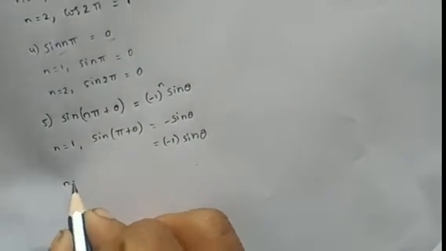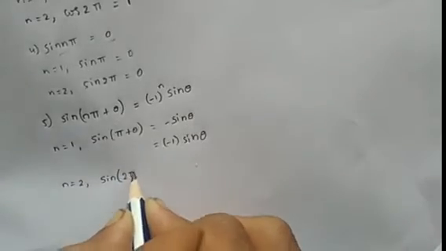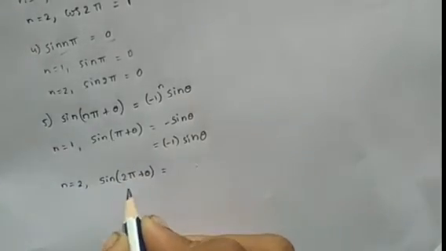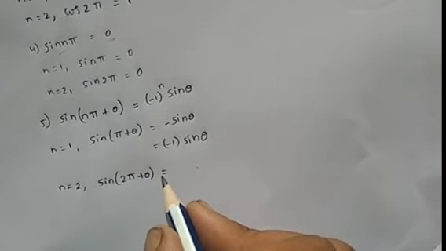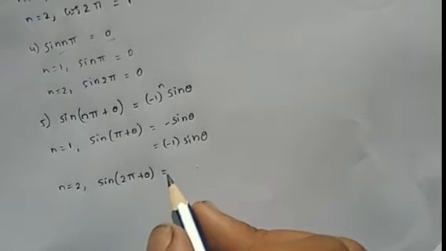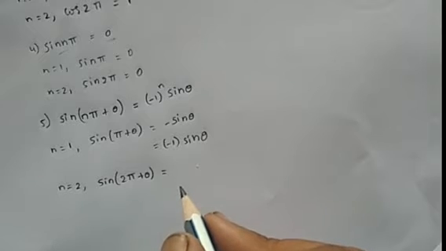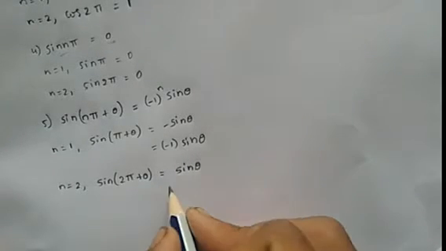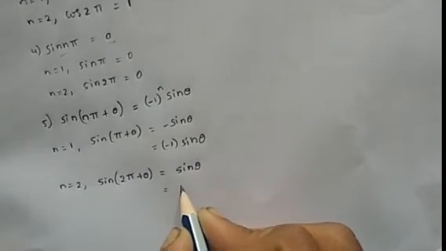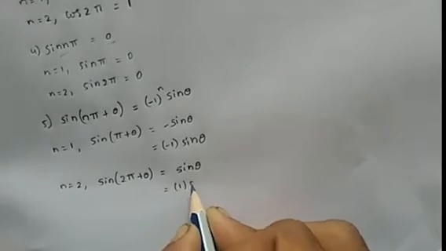If you apply n equal to 2, you get sin of 2 pi plus theta. It is sin of 360 degree plus theta. 360 degree plus theta is in the first quadrant. In the first quadrant, all signs will be positive. So you get sin theta. Similarly, we say plus 1 into sin theta.